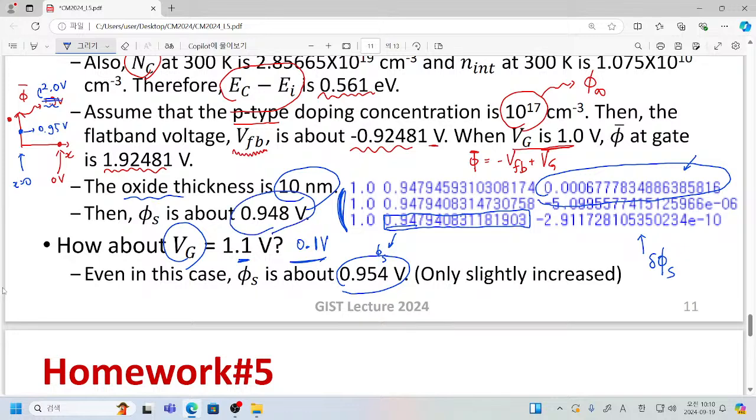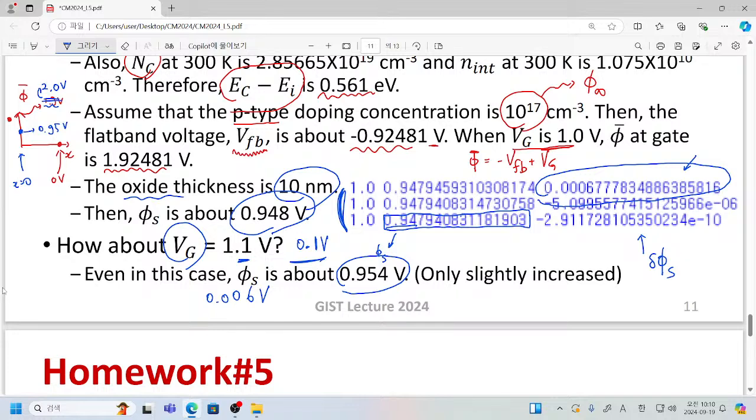What is the change of your surface potential? Surface potential is increased just by 6 millivolt. You have increased 100 millivolt to your gate. However, surface potential does not change 100 millivolt. It just changes 6 millivolt. The remaining 94 millivolt is applied to what? To your oxide layer to increase the inversion charge density.